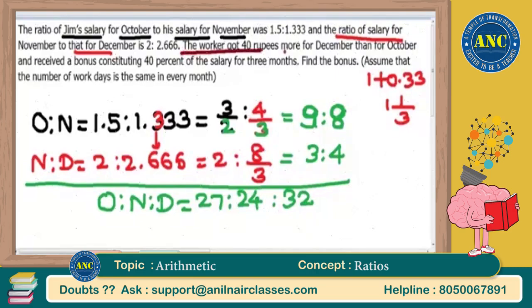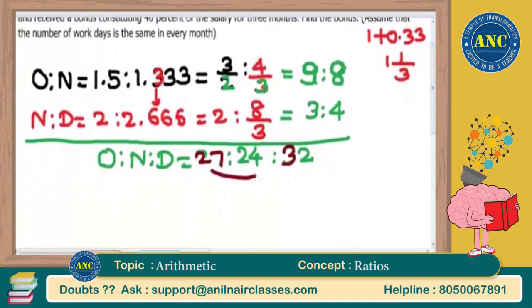The worker got 40 rupees more for December than for October. That means according to the ratio, worker got 32 rupees in December and 27 rupees in October. That means according to ratio, December he is getting how much more? He is getting 5 rupees more. But question says he is getting 40 rupees more. 5 into 8 is 40. That means multiplying factor is 8. Right? Multiplying factor is 8.